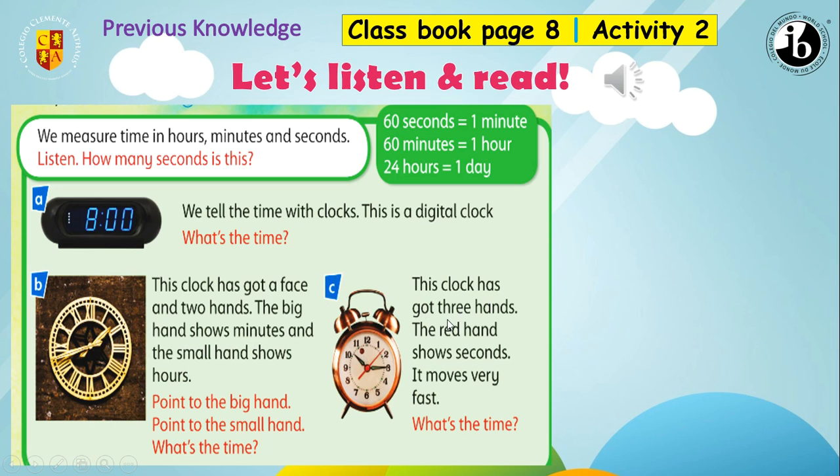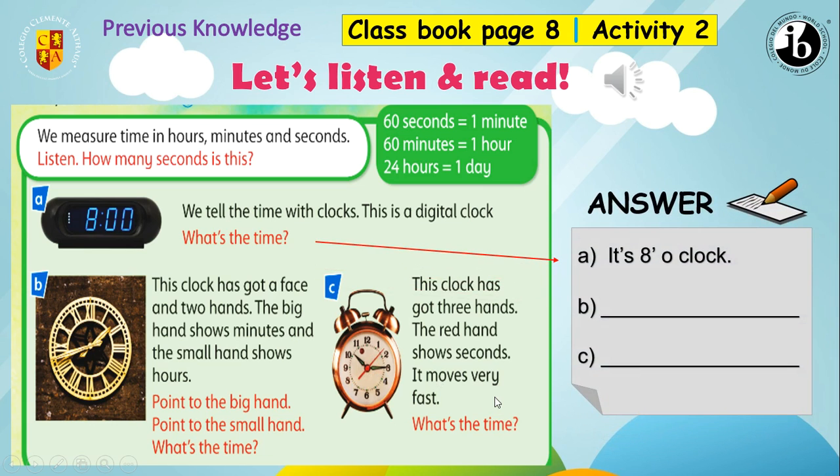This clock has got 3 hands, right? So 3 hands. This small hand is hours, the long hand is minutes, and the red hand shows seconds. Okay? Very good. Now let's answer those questions.